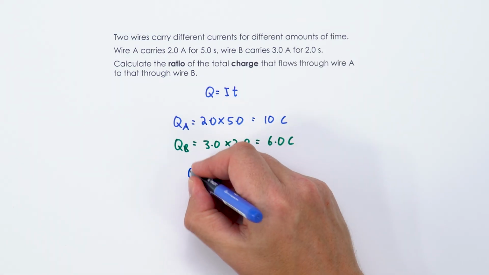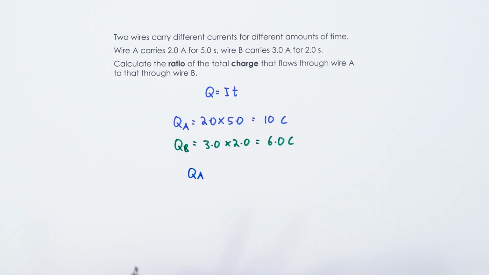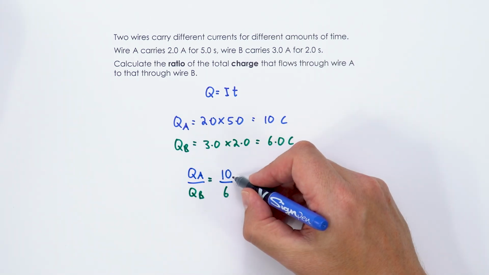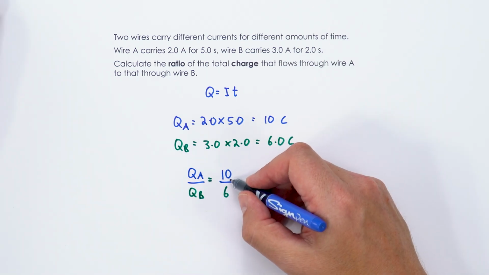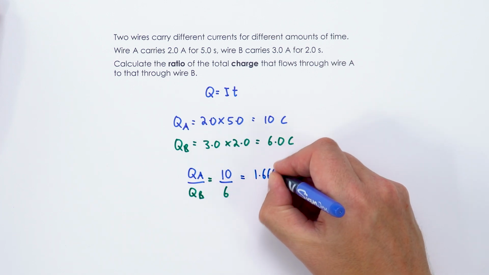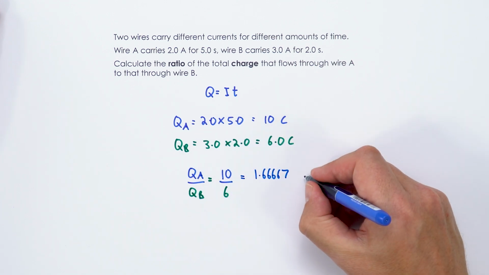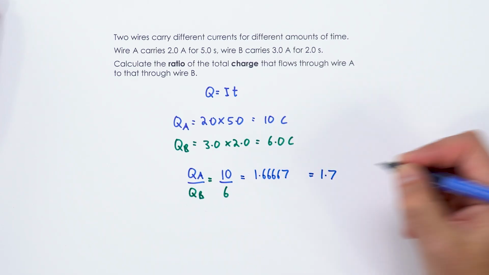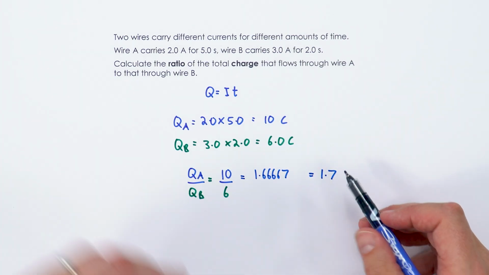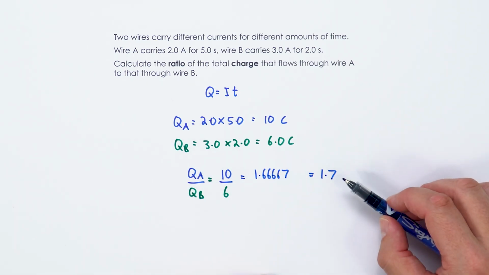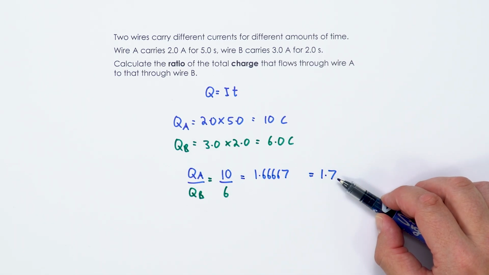And that means if we now want to look at the ratio of the charge in wire A divided by the charge in wire B, that's equal to 10 divided by 6, which is the same as 5 over 3, or 1 2/3, which would be 1.66667. So I think this would be, to two significant figures, equal to 1.7, and no units for that. So in this case, the ratio of QA to QB would just be simply equal to 1.7.